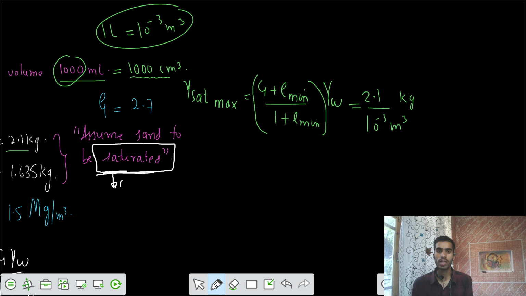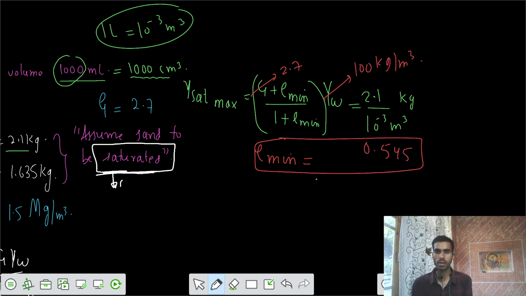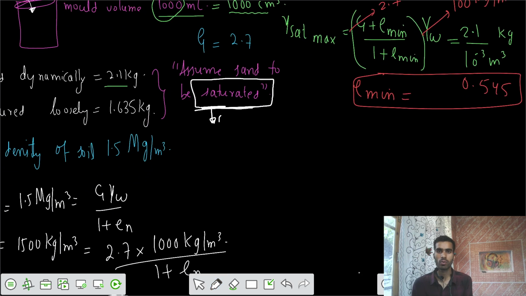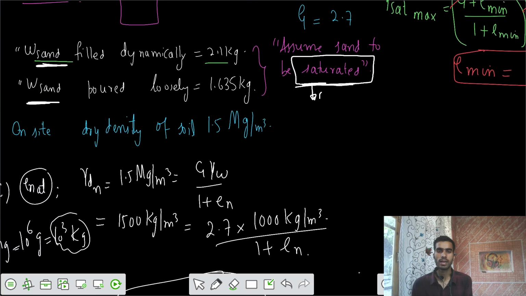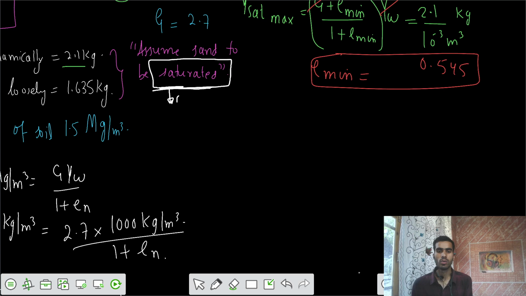Can you calculate the value of e minimum from this equation? You can simplify the equation as a linear function of e, so you get e minimum equal to 0.545. On similar grounds, we can calculate e max, where we have poured the sand in a loose way.